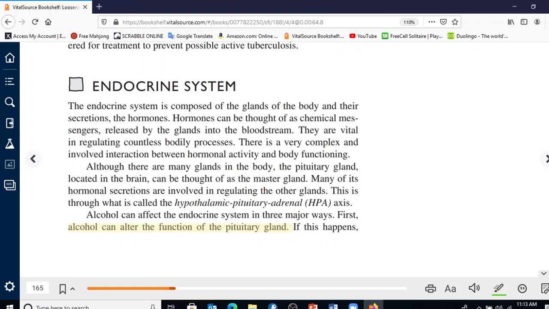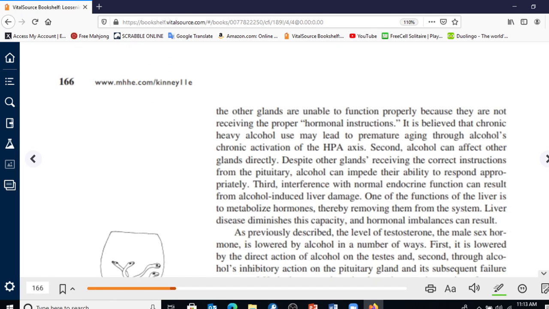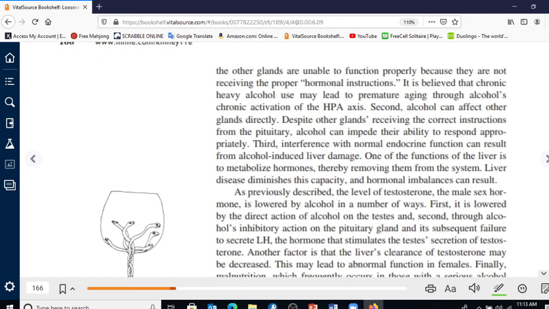Alcohol can affect the endocrine system in three major ways. The first is it can alter the function of the pituitary gland, where you have a greater or lower pituitary output. And if it changes the pituitary output, which is the master gland, the control gland, then the other glands don't get the proper instructions about how to function, and they're either overproducing or underproducing. An example here is it's believed that chronic heavy alcohol use may lead to premature aging through alcohol's chronic activation of the HPA axis. And that may be true.